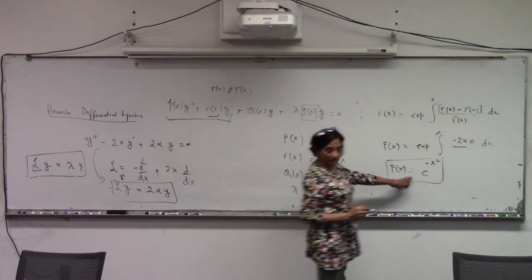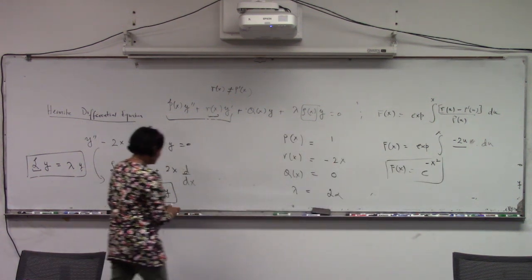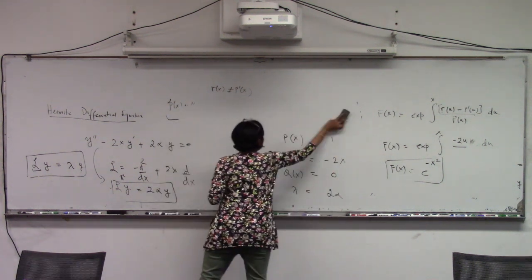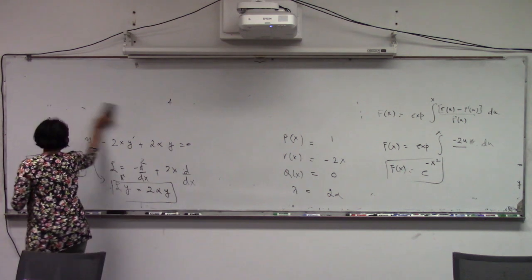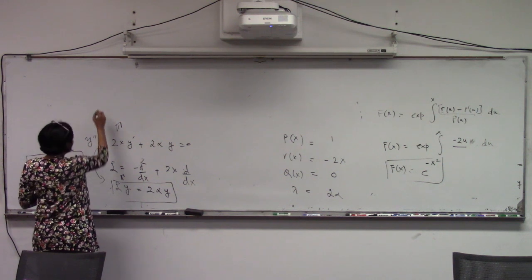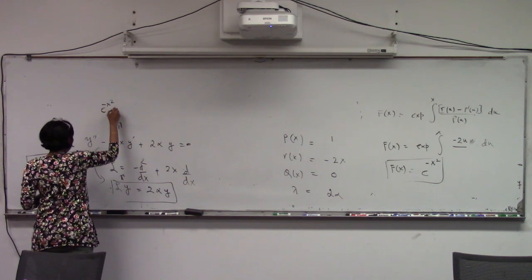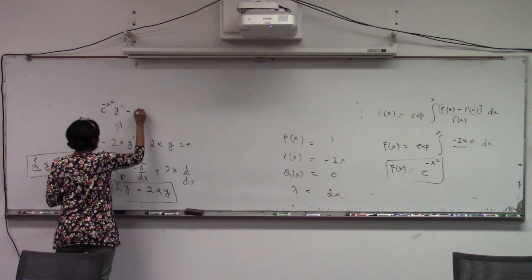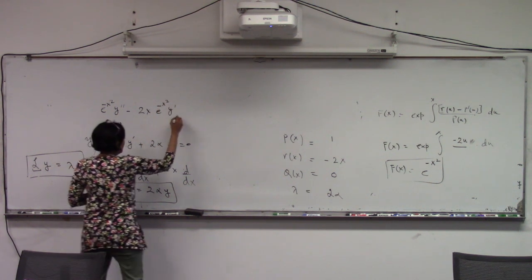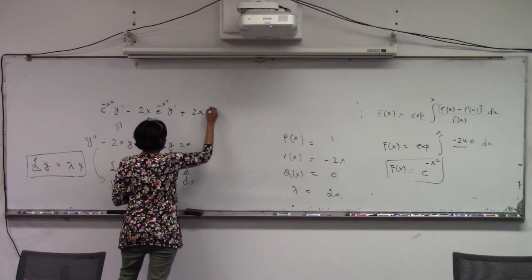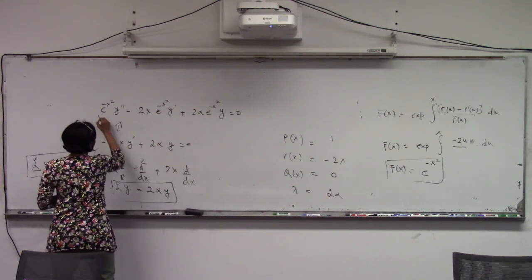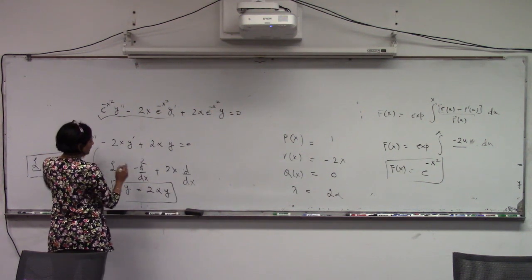So my integrating factor is this. If I multiply by exponential of minus x squared, my original Hermite differential equation becomes exponential of minus x squared y double prime minus 2x exponential of minus x squared y prime plus 2 alpha exponential of minus x squared y equals 0. So this is the one which I can club into one of them.